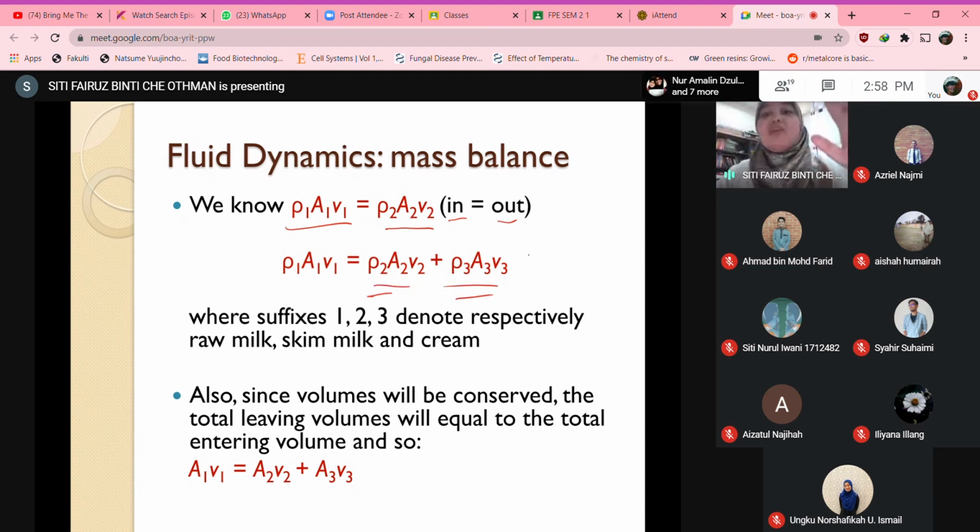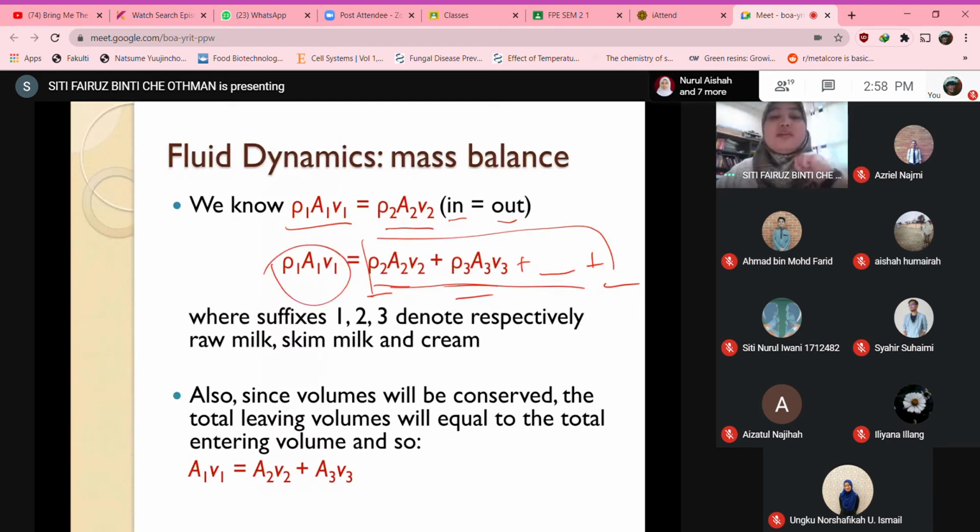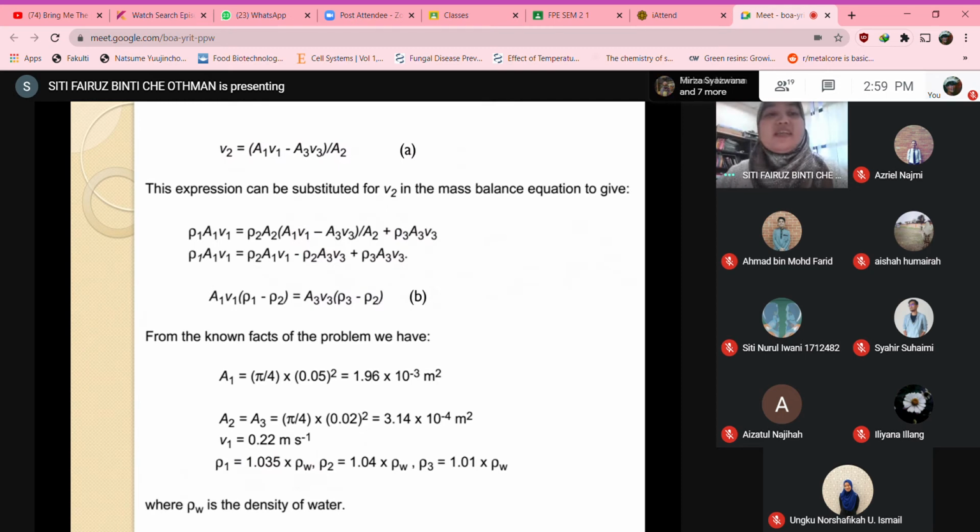Okay, if you have more, then you have to add more. But you just have to make sure what happens here must be the same as what goes in here. So 1, 2, 3 denote respectively the raw milk, the skim milk, and also the cream. Since the volume will be conserved, the total leaving volume will equal the total entry volume. The volume should be the same, right?